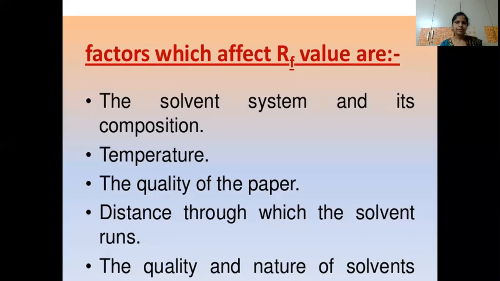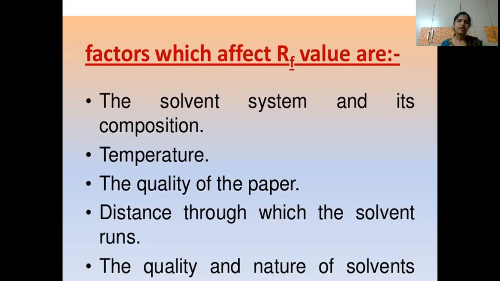Then the quality of the paper. When we are talking about paper chromatography, the stationary phase is a paper, so the quality of that paper will also decide the Rf. Generally what we take in paper chromatography is Whatman filter paper. So it depends upon the mesh size of the paper, and the porosity of the paper also decides, which affects the Rf value. And the distance through which the solvent runs.